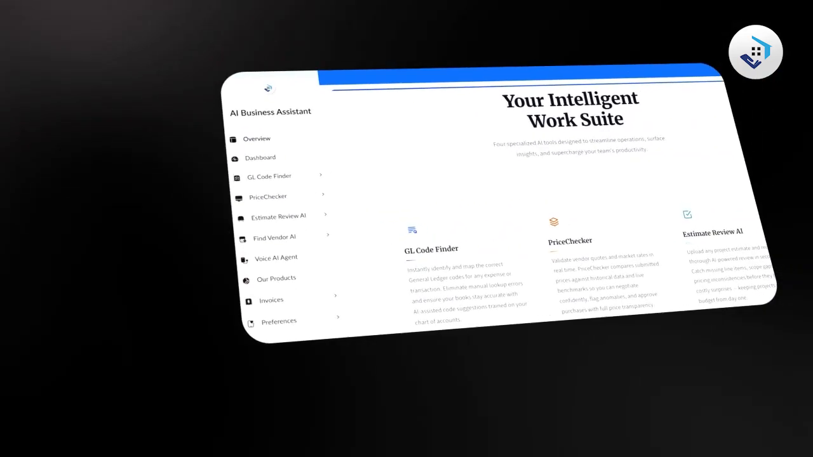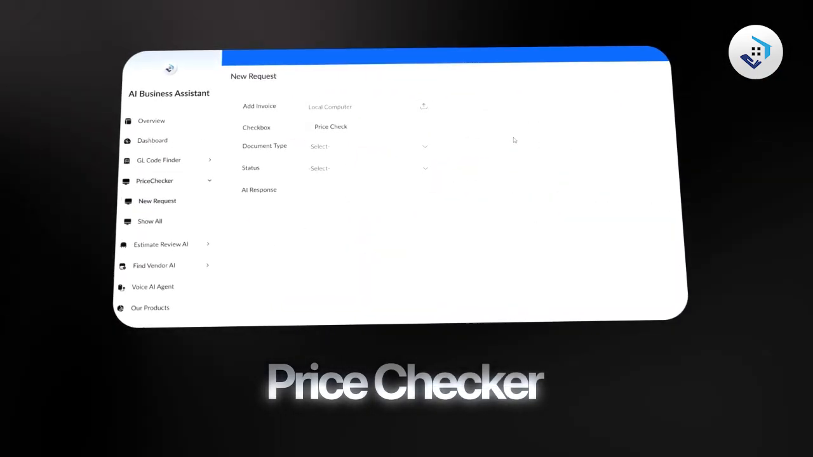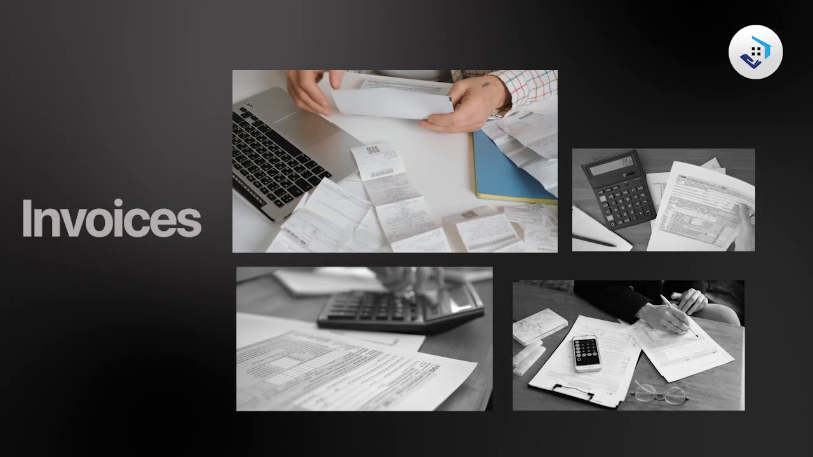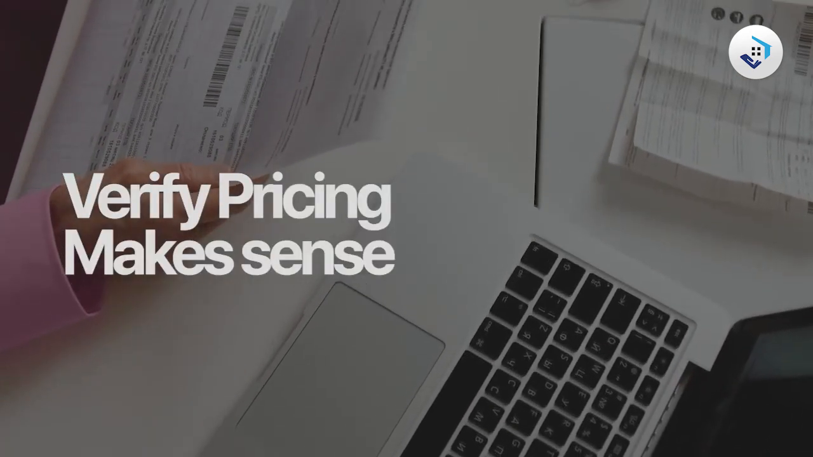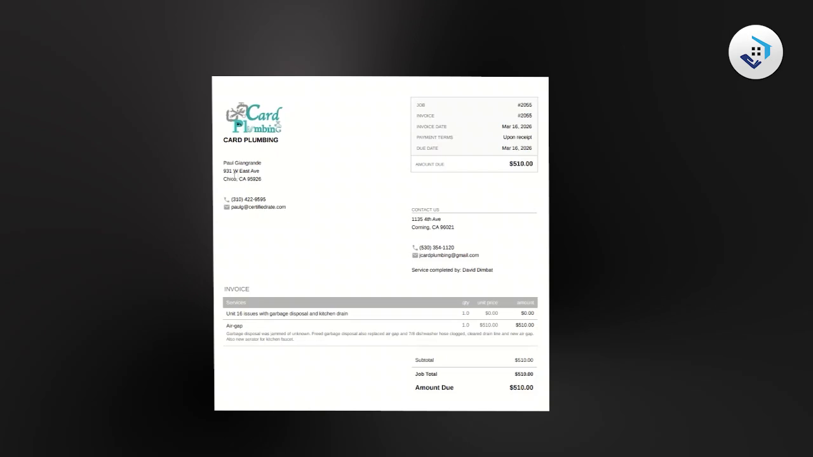Let's talk about the second tool, the price checker. The idea behind this tool is simple. Whenever you receive an invoice from a vendor, instead of just approving it blindly, you can actually verify whether the pricing makes sense. Let's say you receive a few different invoices.